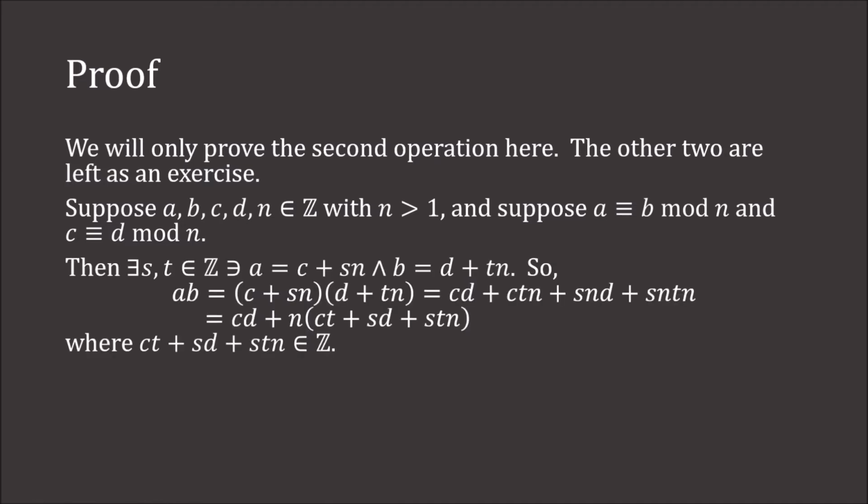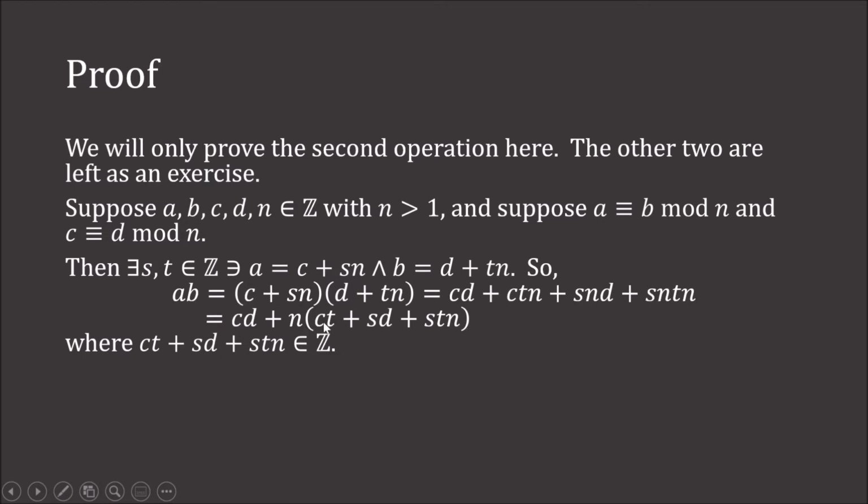Then there would exist integers s and t such that a would equal c plus sn, and b would equal d plus tn. So a times b, by substitution, is c plus sn all times d plus tn. We now do algebra and expand this out, which gives cd plus ctn plus snd plus sntn. These last three terms all have an n in common, so factor it out. That would be cd plus n times (ct plus sd plus stn).